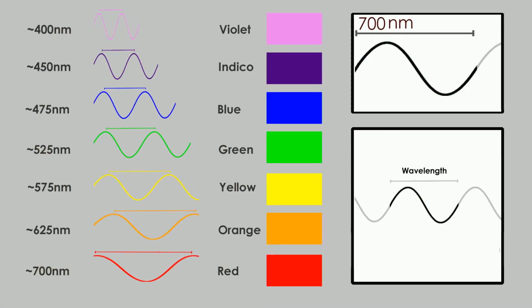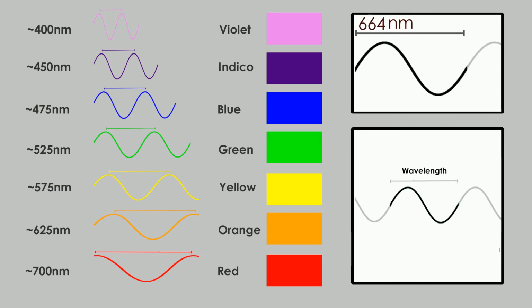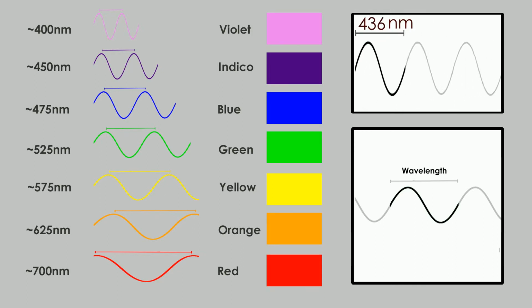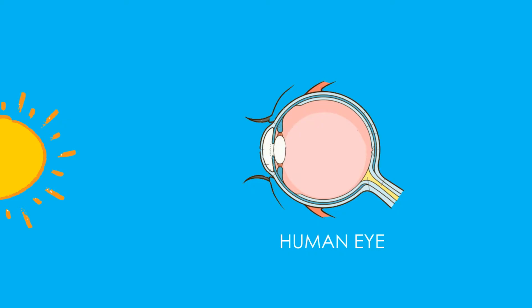Each color has a specific range of wavelength starting from 400 nanometer to 700 nanometer. Wavelength is the property which describes the color of the reflected light. 1 nanometer is 1 billionth of a meter. Sun emits rays of different wavelength, among which our human eye has the capacity to sense only the wavelength range of 400 to 700 nanometer.